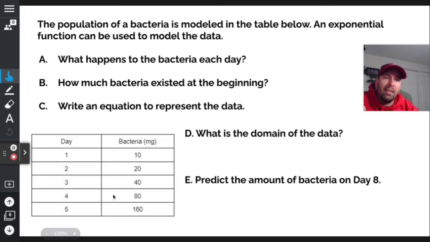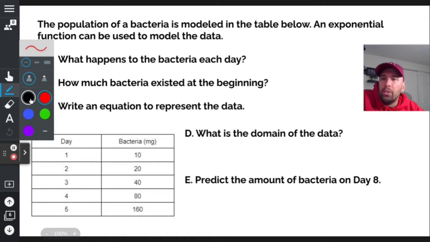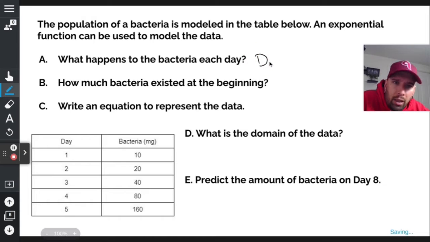Okay, so I can see the exponential part. Every single day, I'm doubling the amount of bacteria that I have. What happens to the bacteria each day? I'm doubling it. Times 2 for all you laymen out there.